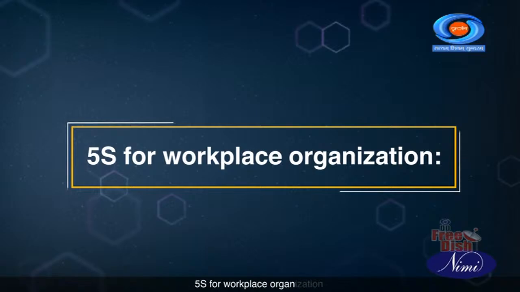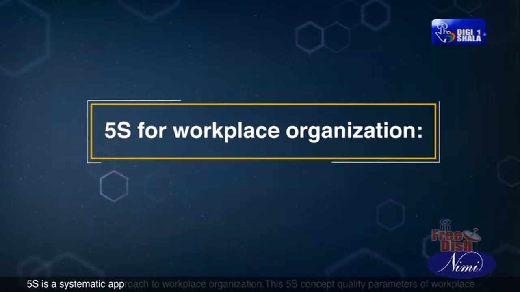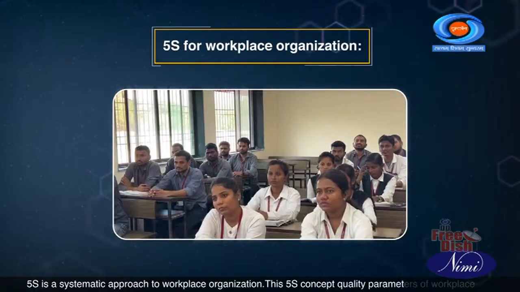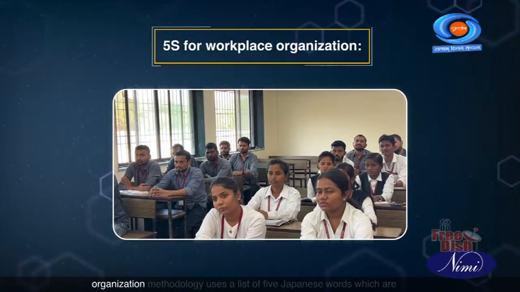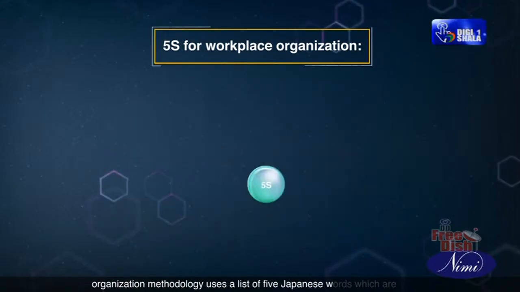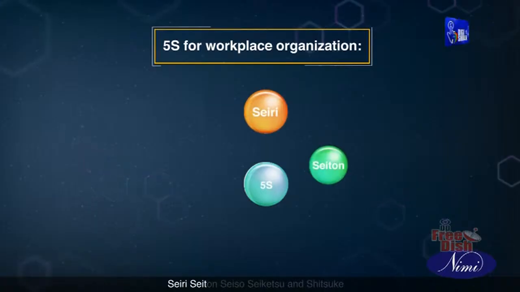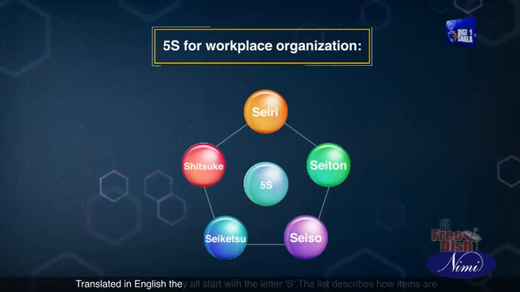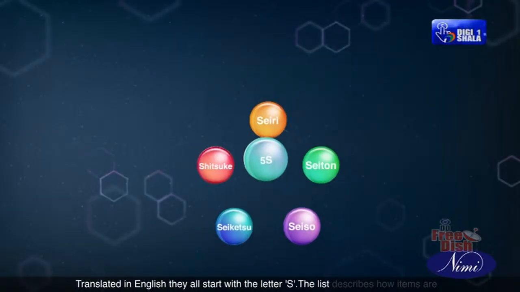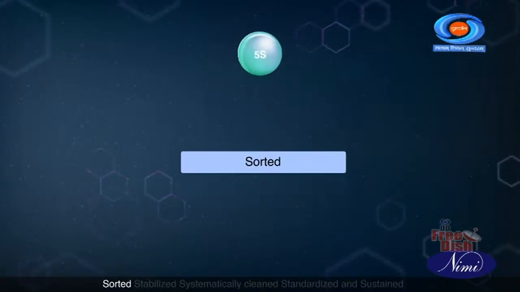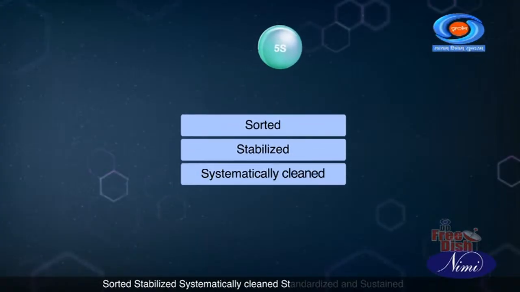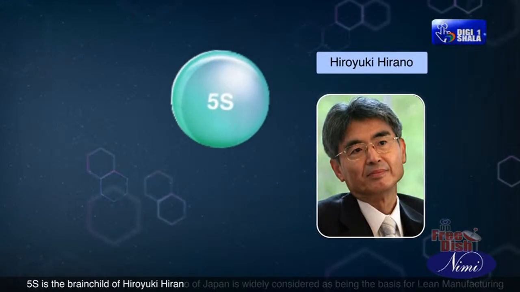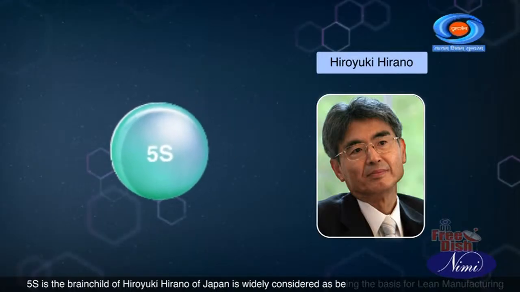5S for workplace organization. 5S is a systematic approach to workplace organization. This 5S concept, a quality parameter of workplace organization methodology, uses a list of five Japanese words: Seiri, Seiton, Seiso, Seiketsu, and Shitsuke. Translated into English, they all start with the letter S. The list describes how items are sorted, stabilized, systematically cleaned, standardized, and sustained.